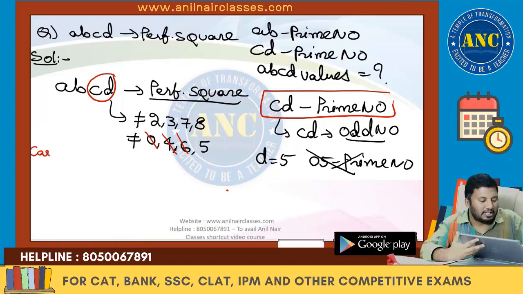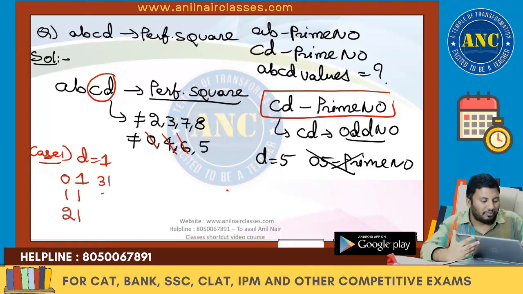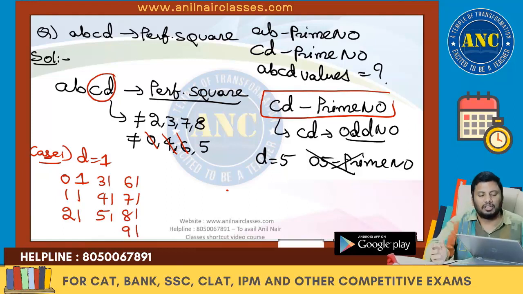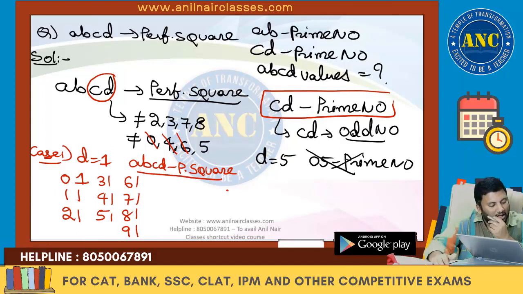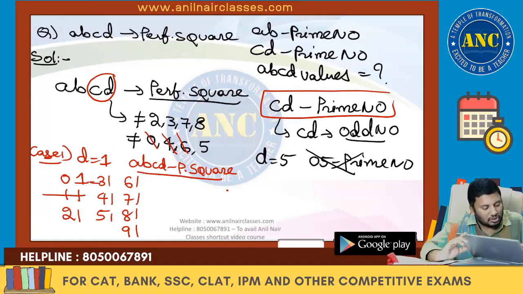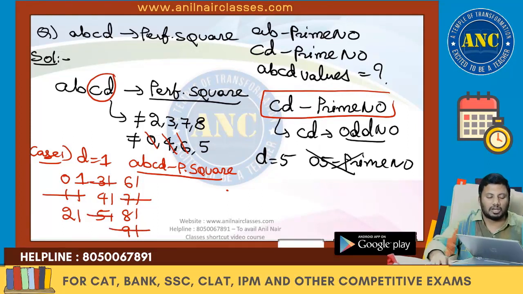Again see here, sir. Case 1, D equals 1. If D equals 1, C can range over 01, 11, 21, 31, 41, 51, 61, 71, 81, 91. Listen carefully. ABCD is a perfect square, and any perfect square ending with 1 must have an even number in the tens place.